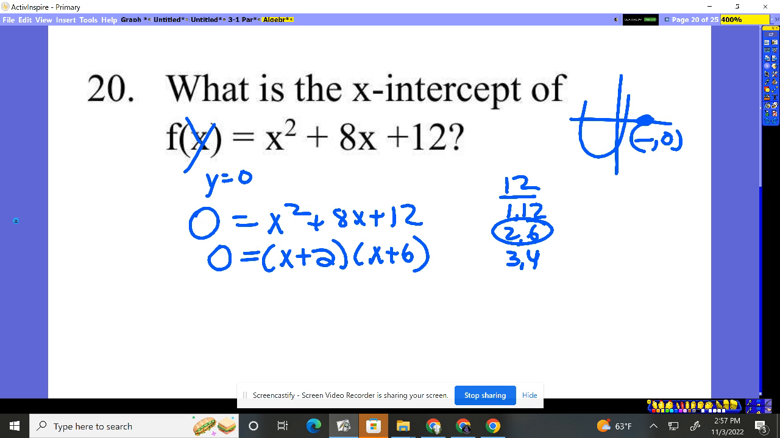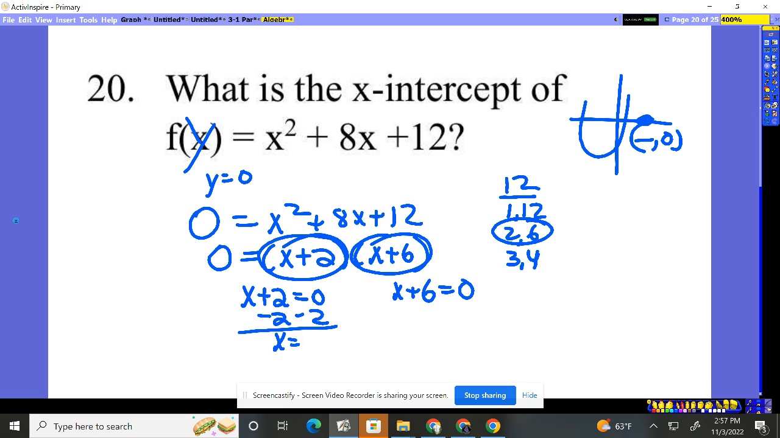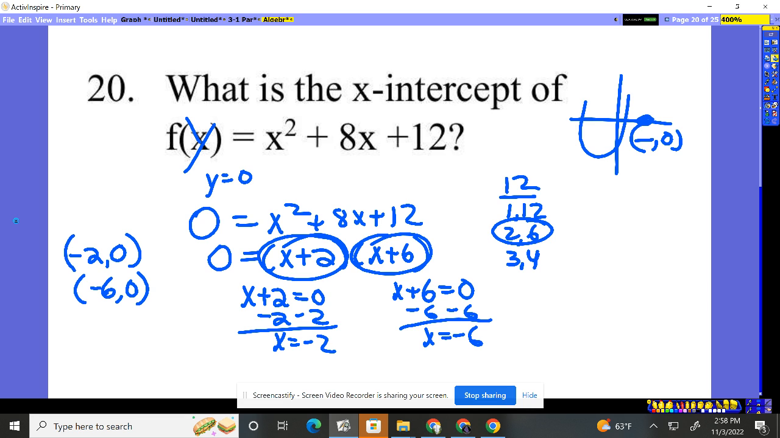So, hey, wait a second. Either this piece has to be 0 or that piece does, because the only way you can multiply two numbers and get 0 is if one of the pieces is 0. So we set this equal to 0, and then we also set that one equal to 0. We solve it, getting x by itself. Negative 2 is one possibility. Negative 6 is the other. I write them as ordered pairs. X is negative 2, the y is 0. The other one is x is negative 6, and again, the y is 0. That's how I do this every single time.